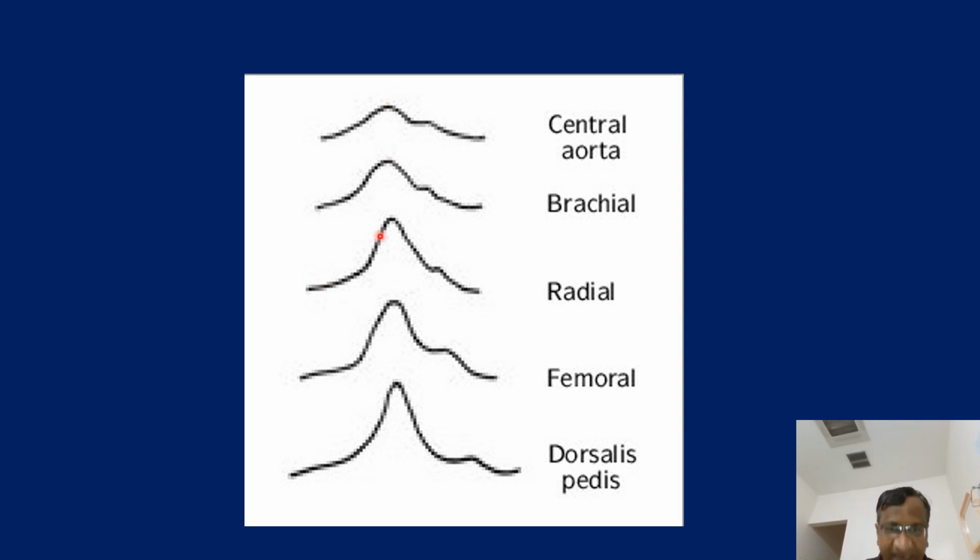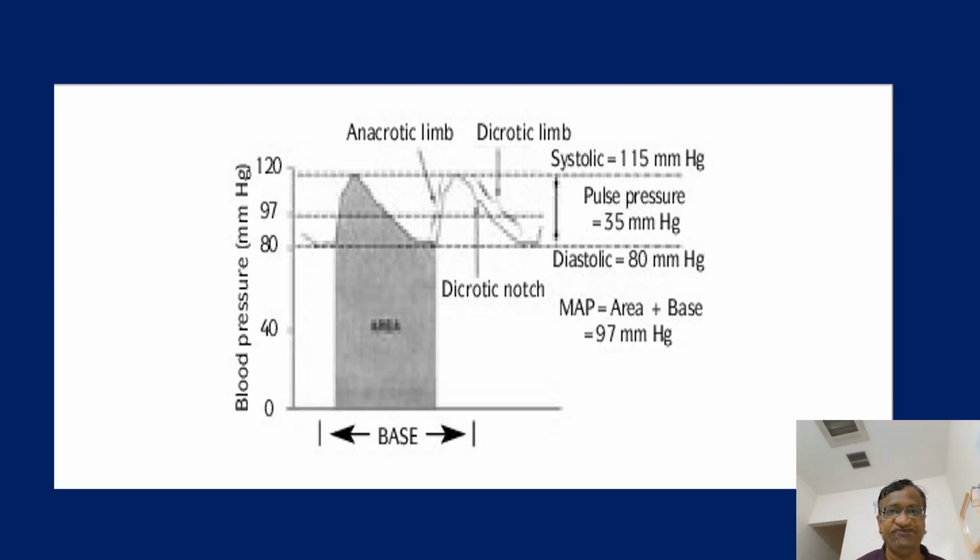Brachial, it is like this. Radial, it is like this. Dorsalis pedis, it is like this. This is called systolic amplification as it goes to the periphery. Systolic amplification as it goes to the periphery.